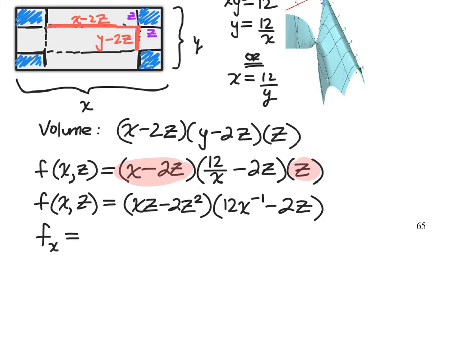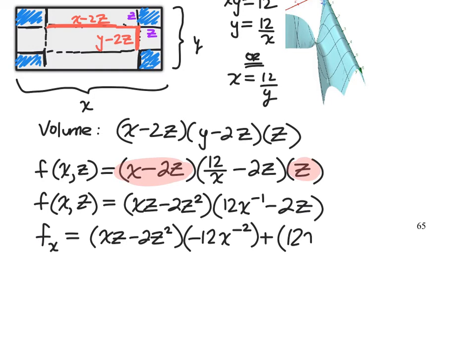All right. So, since both factors involve an x and a z, I have to use product rule. So, first times the derivative of the second. Now, the derivative of the second here is really just going to amount to the derivative of 12x to the negative first. So negative 12x to the negative second.